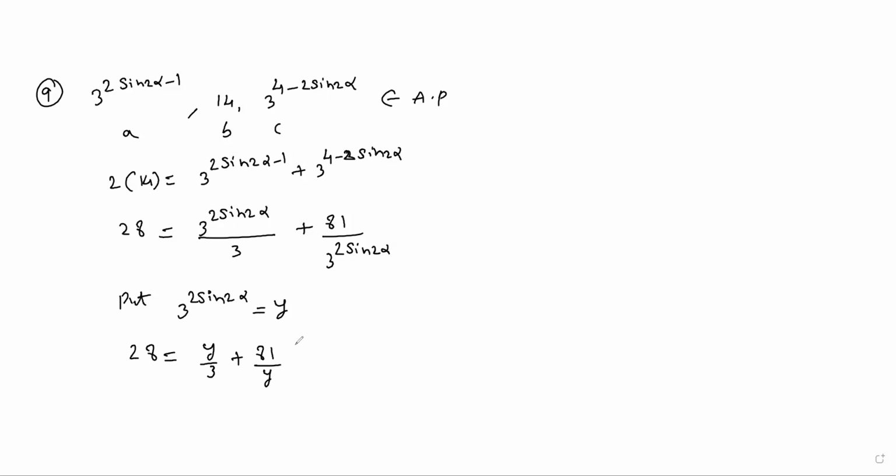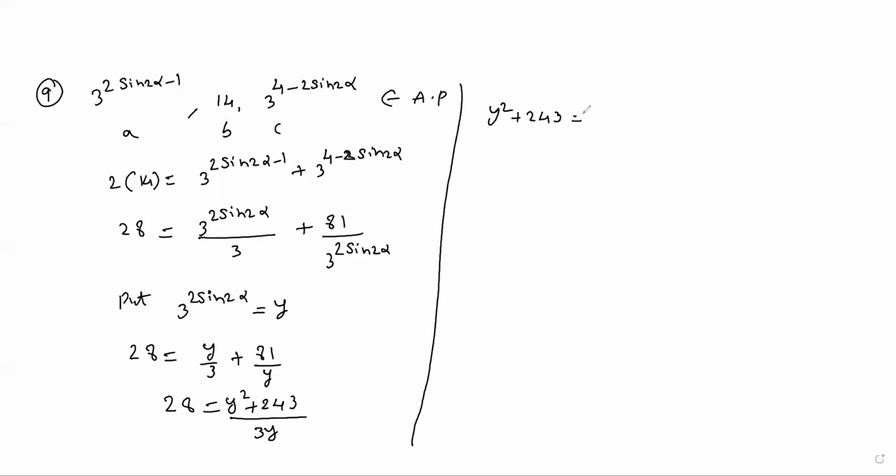Now by taking LCM on the right side, what is LCM here? Clearly LCM is 3y. That is 28 is equal to y square plus 243 divided by 3y. Now by solving this, you'll get one of the values. Now cross multiply 3y, take left side. Now remaining y square plus 243 is equal to 28 into 3y.